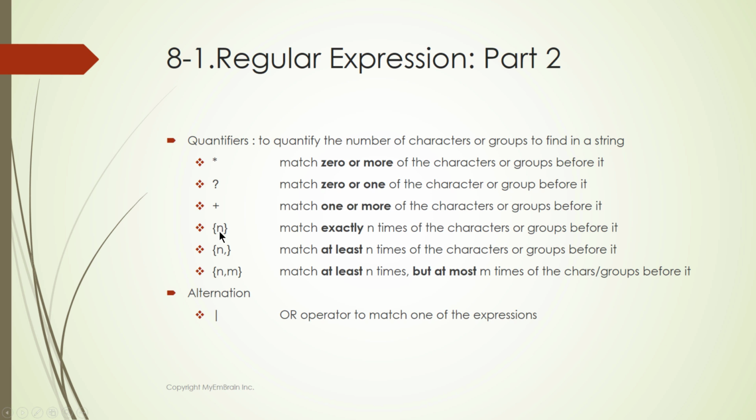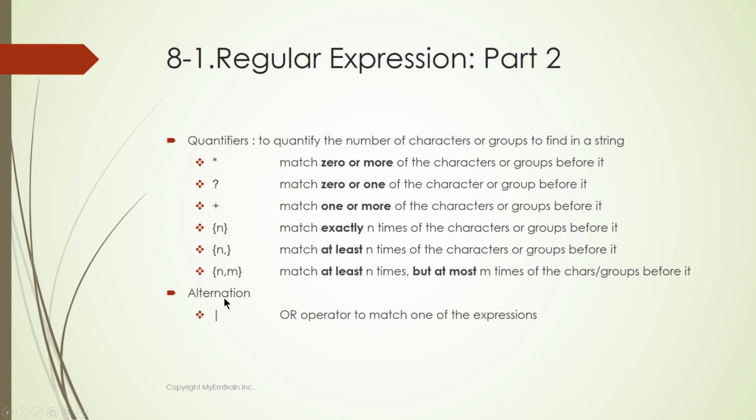Similarly, n between braces is used to indicate an exact match of n times of the character or group before it. N comma between braces is used to indicate that you want to match at least n times of the character or group before it. N, m between braces is used to indicate that you want to match at least n times, but no more than m times of the character or group before it.